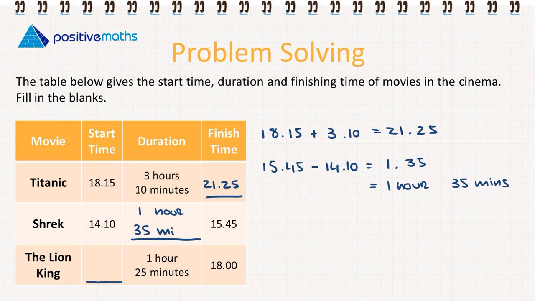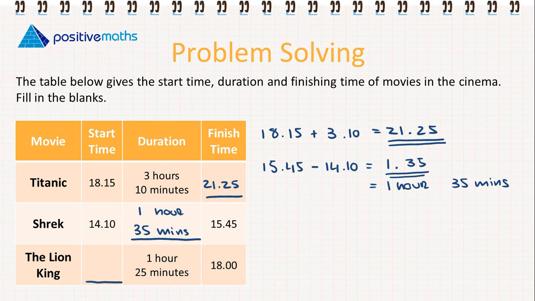Okay, one thing I just want to notice here is how we've written our answers in two different ways. We're looking for the finishing time for the first one, so that's why we wrote it 21:25. But we're looking for the duration, so that means we have to write 1 hour and 35 minutes. We don't write 1:35 because that is a time format.